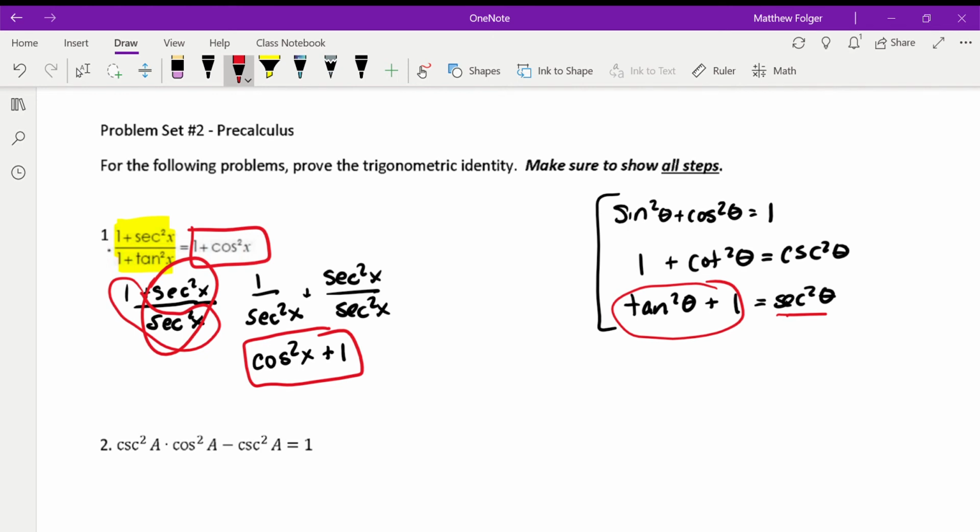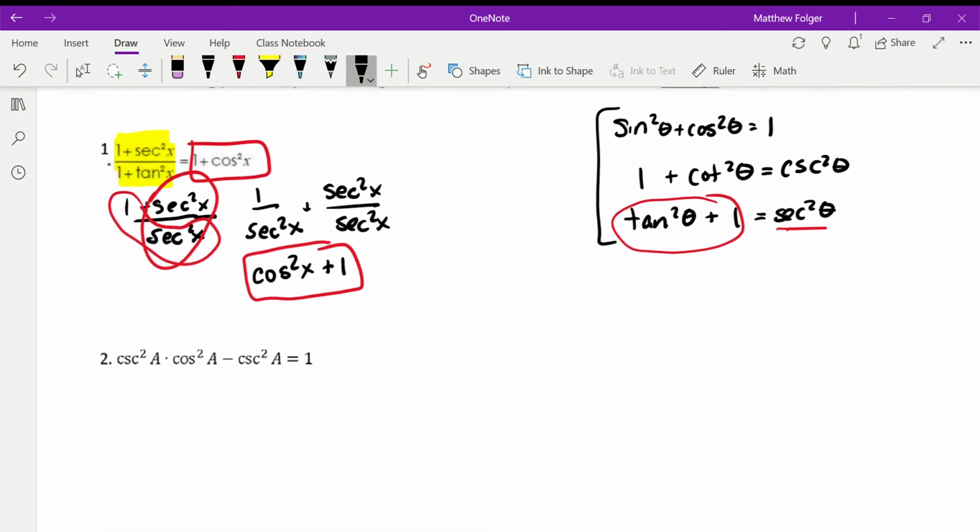All right, moving on to number 2. Now, there was a typo here. I did post in a bunch of different places. This should say equals negative 1. So if you were confused and you were like, why the heck am I just getting negative 1 when it should say negative 1? That was my fault. Okay, this should say equals negative 1.